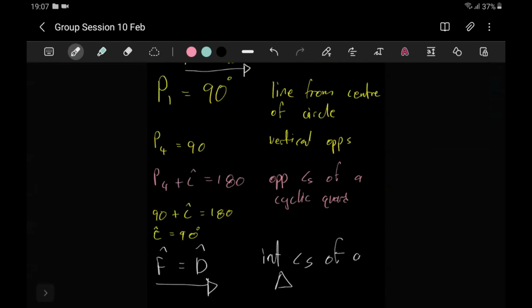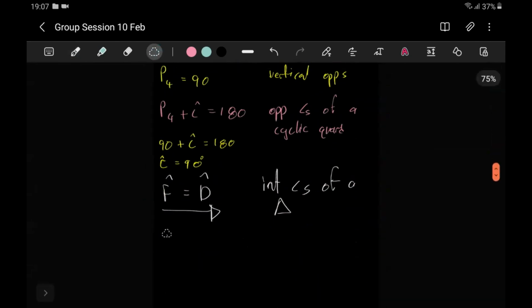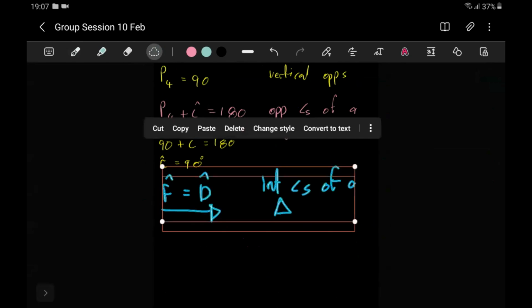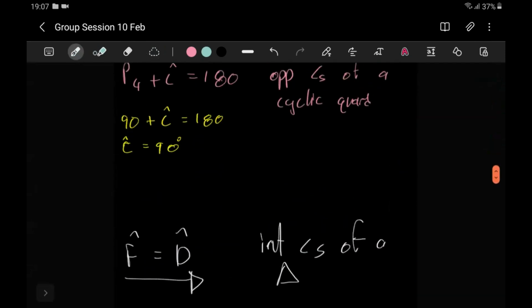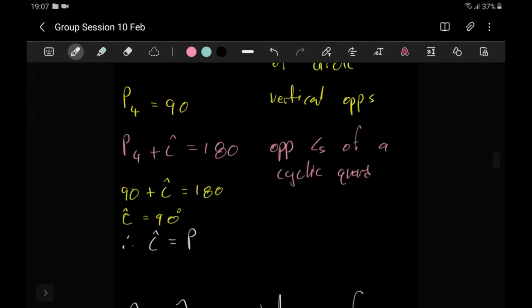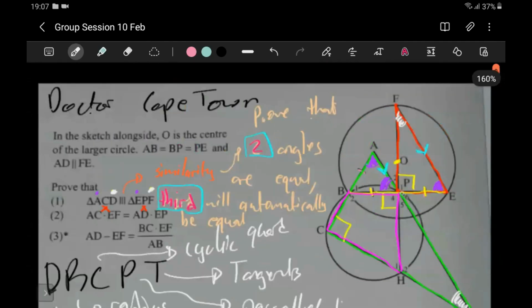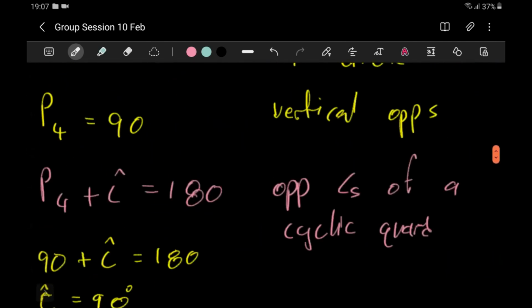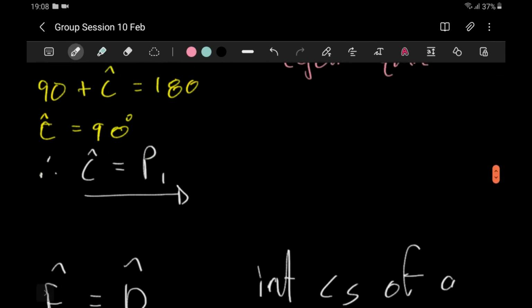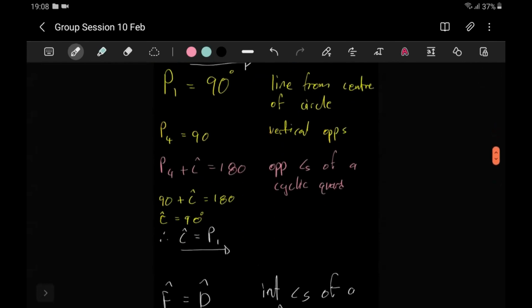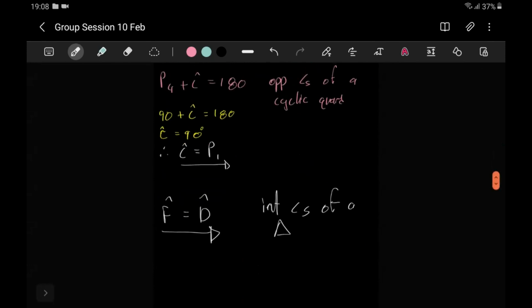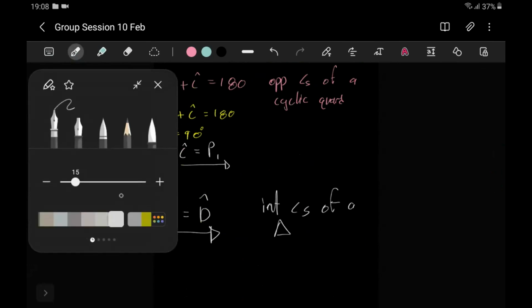I think here I didn't finish, did I? Oh, yeah, I forgot to put the conclusion here. Because when we showed that C was also equal to 90, our conclusion here should have just been, therefore C is equal to P1, which was our goal in the beginning. So we did everything, we just didn't put the conclusion. So you see three pairs of angles, 1, 2, and the third one's there. As long as you've shown that three pairs of angles are equal to each other, then you would have proven similarity, which is what we have just done here.